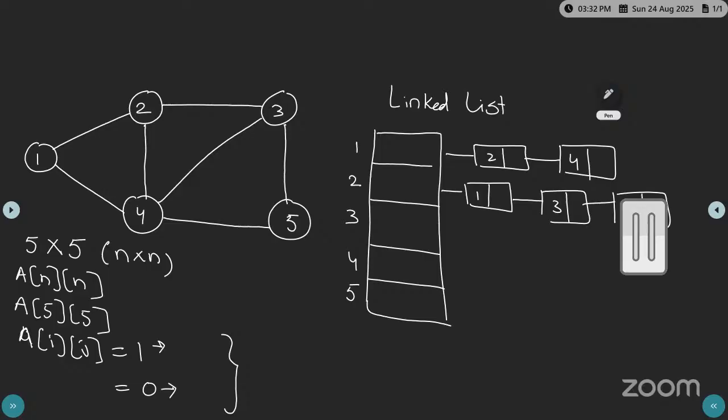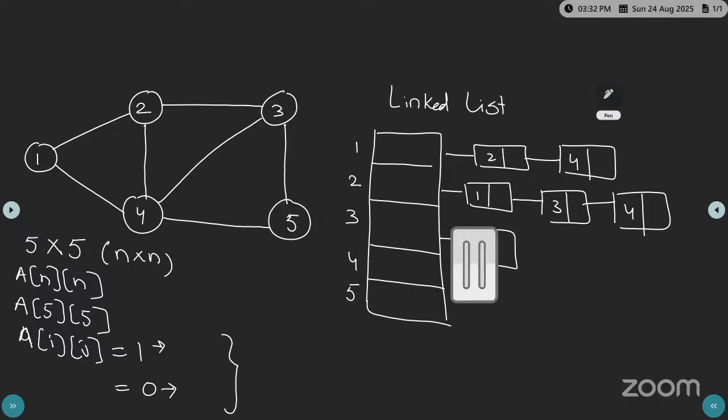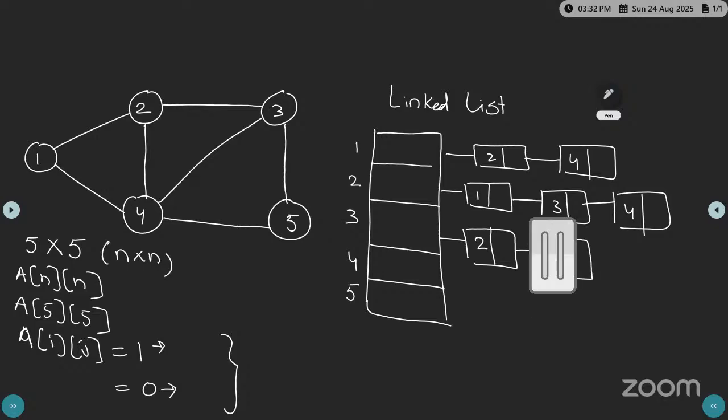And next, how many for 3? 3 to 2, 3 to 4, 3 to 5. 3 to 3 is not available. Only these 3: 3 to 2, 3 to 4, 3 to 5. Any doubt?